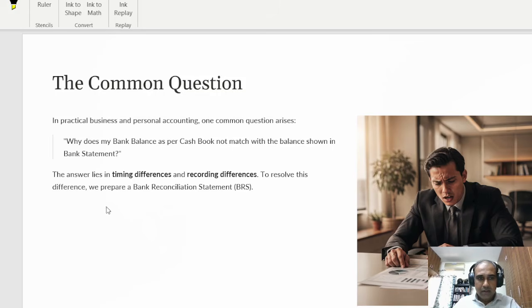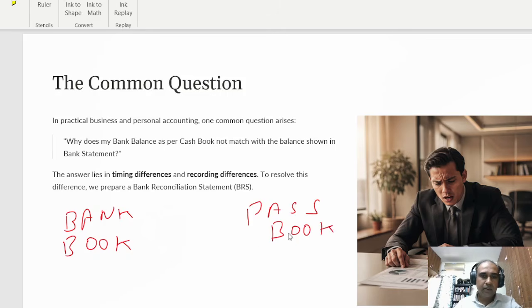See, there are two kinds of recording which happen. One is the bank book, which is maintained by the company, and there is a passbook, which is maintained by the bank. Now, whatever entries the company passes in the bank book and whatever entries are recorded in the passbook, there can be a timing difference between the two.